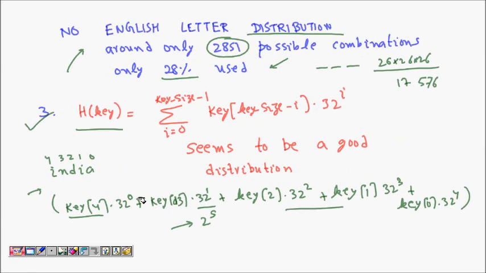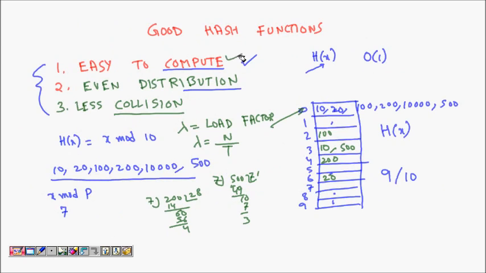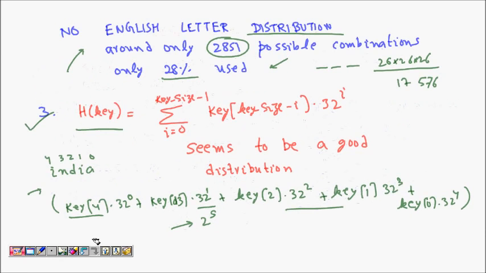So this is about what a good hash function is: easy to compute and evenly distributed. The last one does that best, with fewer collisions. Even distribution also largely implies that there will be fewer collisions. So this is it for the hash function. I hope you understand this. Thanks a lot.